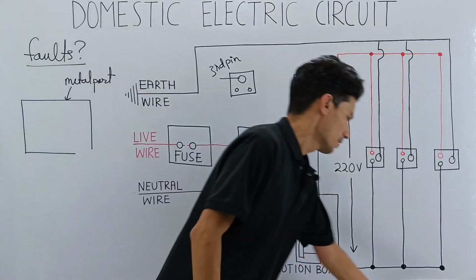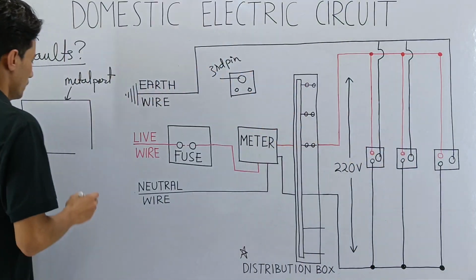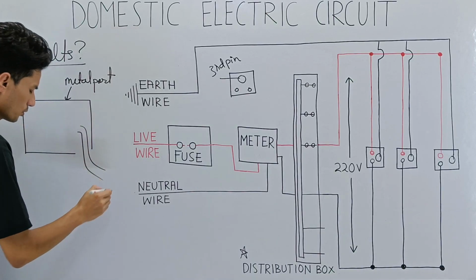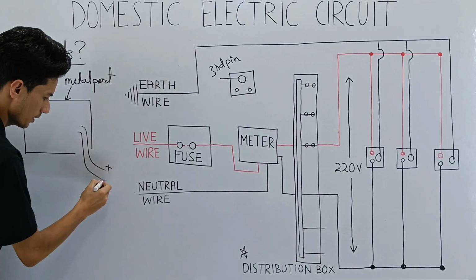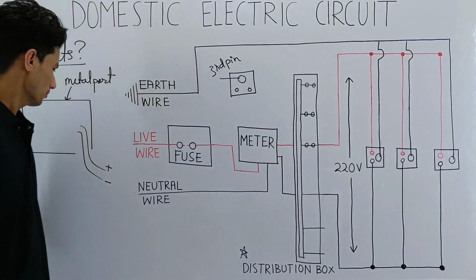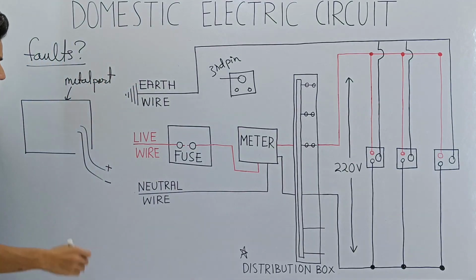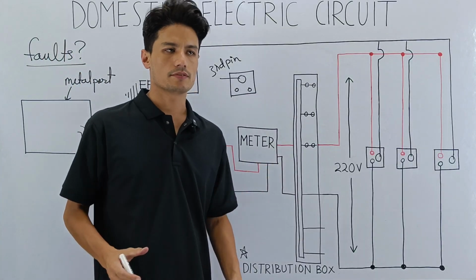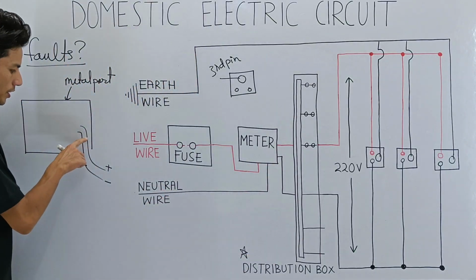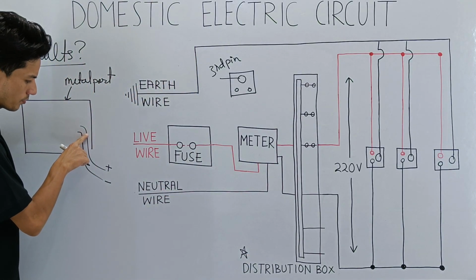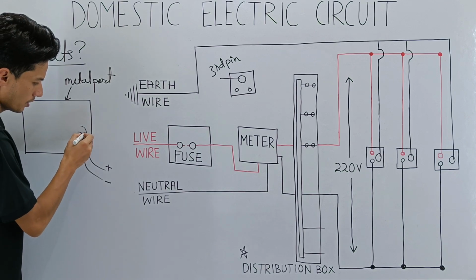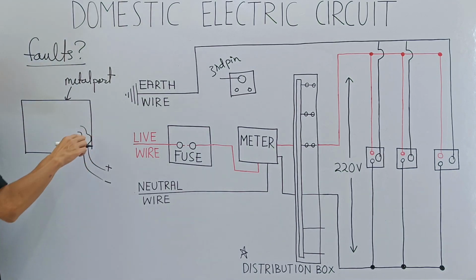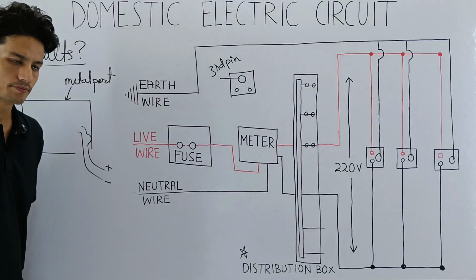Now the live wire is here, and the neutral wire is here. So there are two wires: one is the live wire, the other is the neutral wire. Now, because of wear and tear and motion, the insulation of the live wire is exposed. The covering of the live wire is exposed, and it is touching the metallic part of the oven.